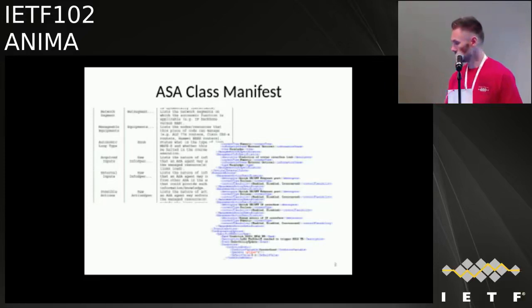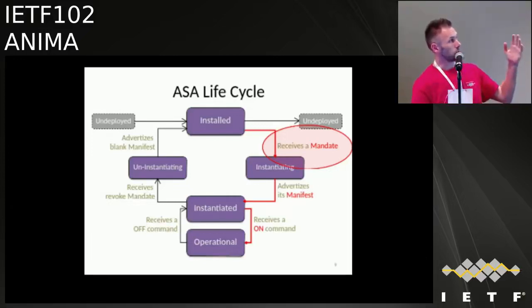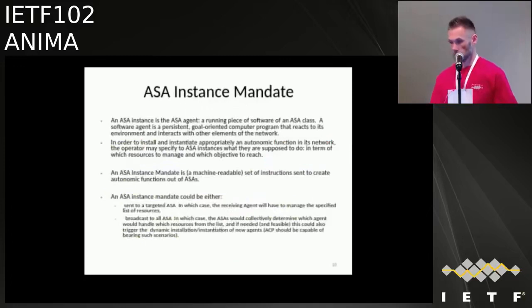So this is just an example that we have, some more detailed specification and also running implementation of that. Next slide. So in the ASA lifecycle, this mandate, so you have the class manifest, and when you are installed, you need to instruct your autonomic functions what you want them to do. So you send them a mandate, and this will deploy the autonomic functions over the network. Next slide, please.